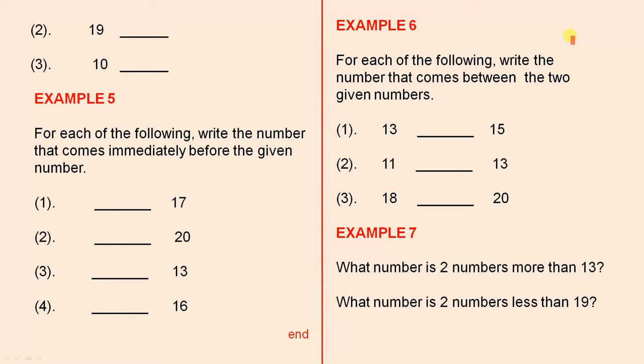Example 6. For each of the following, write the number that comes between the two given numbers. So in your normal counting, what is this number? What is this one? And what is this one?